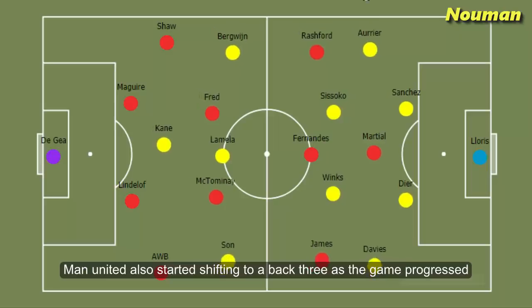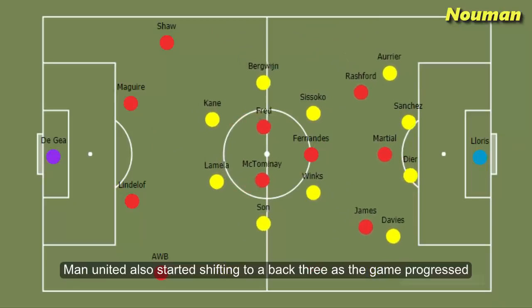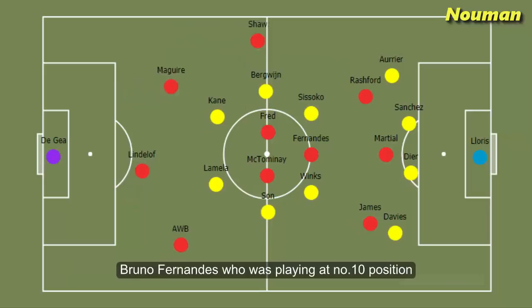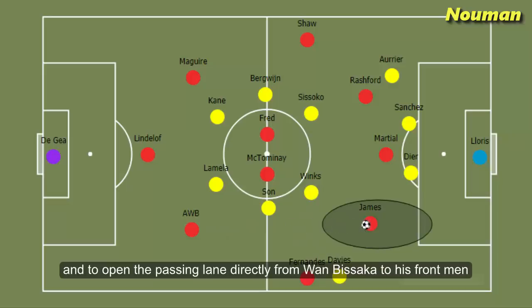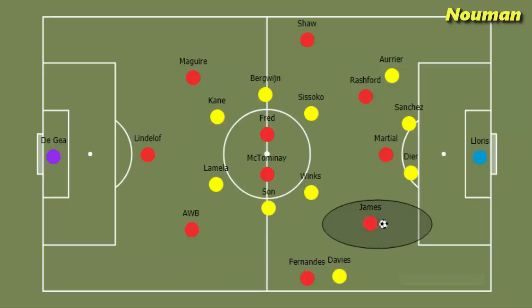Manchester United also started shifting to a back 3 as the game progressed. Bruno Fernandes, who was playing at the number 10 position, started moving to the wide area to pull Ben Davies out of his position and to open the passing lane directly from Wan-Bissaka to his frontman.